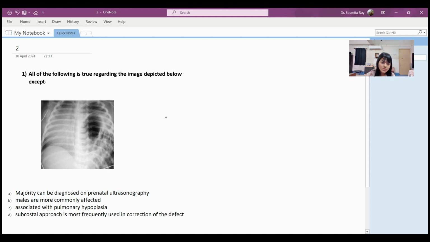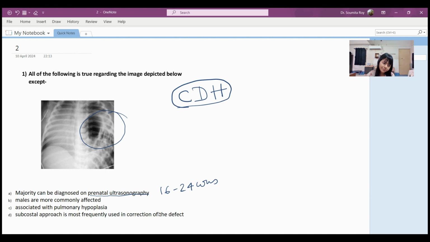Before moving on to the answer, you need to diagnose the case. What is the case, students? So see, from the X-ray, it is very evident. You can see the bowel loops coming in the lung field. So what is this? If it's a neonate, then it's a case of congenital diaphragmatic hernia, right? So in case of congenital diaphragmatic hernia, definitely this can be diagnosed by prenatal USG at 16 to 24 weeks of gestation.